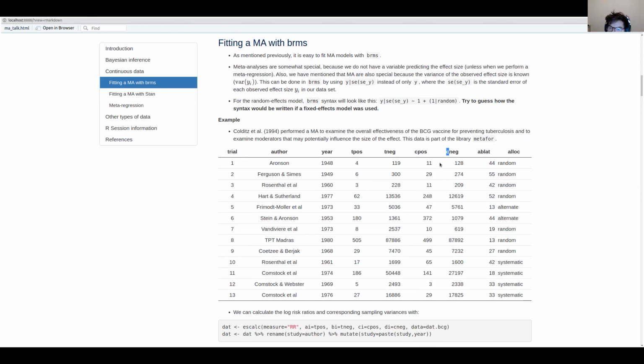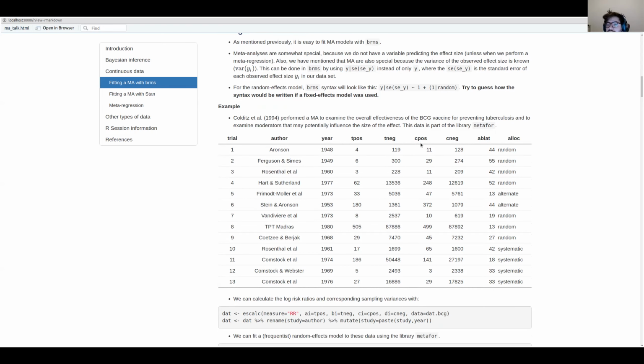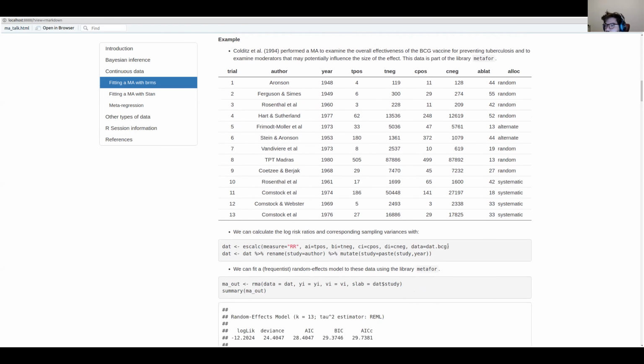So, as I mentioned, we can directly model binary data, but right now we're working with a model for continuous data, so we have to transform this data to some continuous effect size. One way to do it is with the same library, metafor. What has been done in the past is you can transform this into log risk ratios. The risk ratio is basically the probability of treatment over the probability of control, or the other way, it doesn't matter.